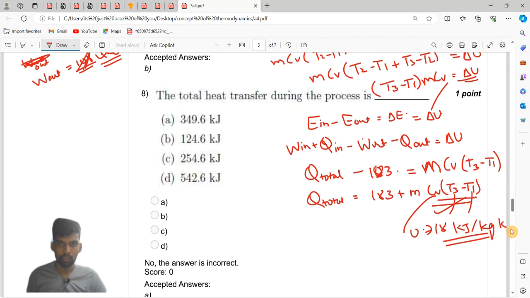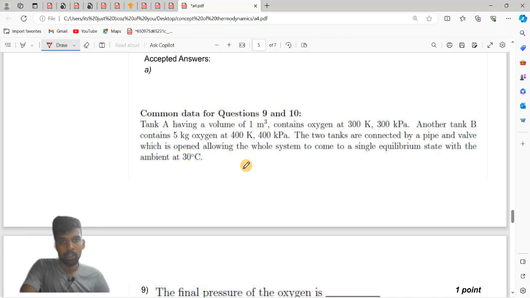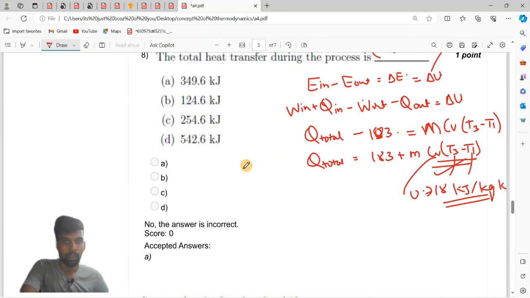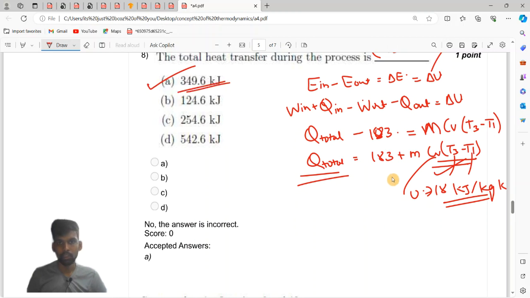You have kilojoule per kg Kelvin. Unless otherwise you have been provided a particular value of CV or any information about the CV, you have to use this value for air. So this is for air, so be careful while using it. For this question we will get total heat transfer as option A after substituting all the values.